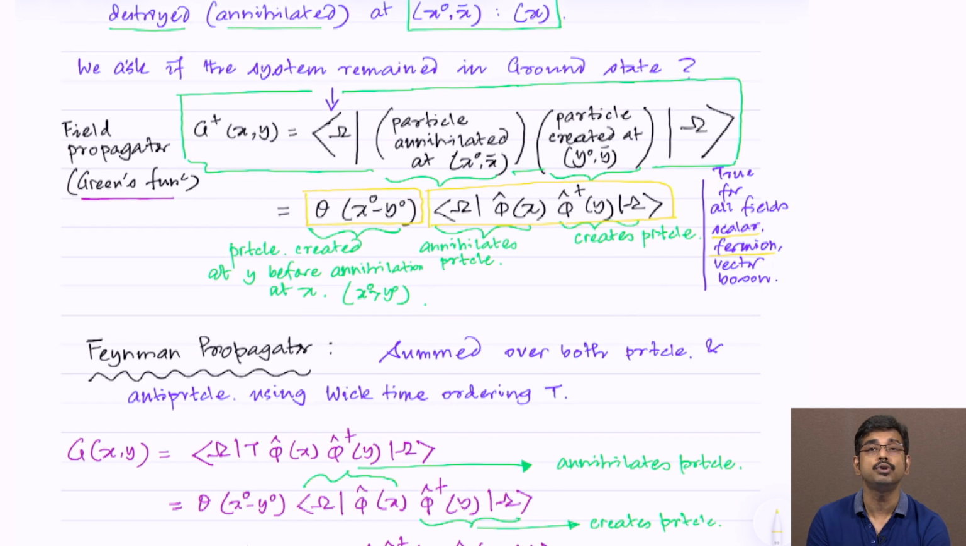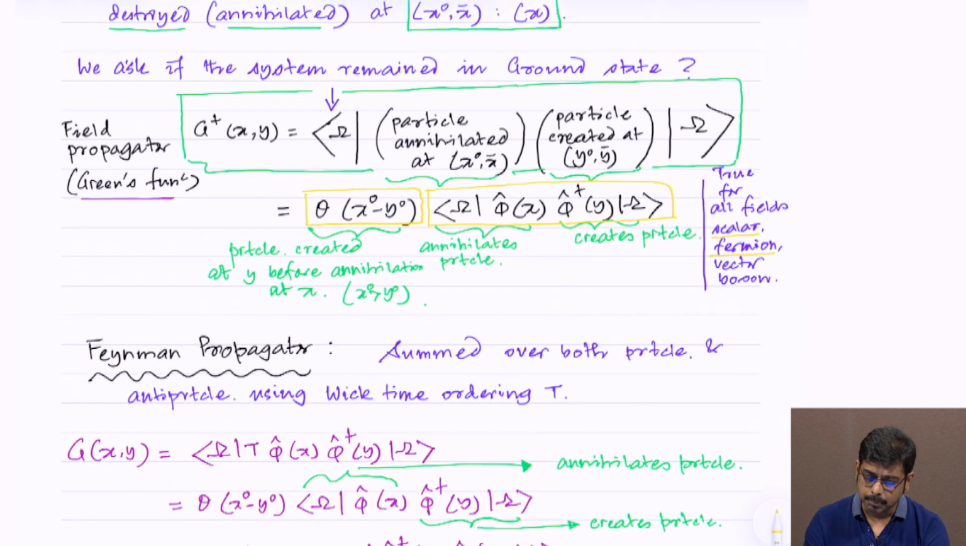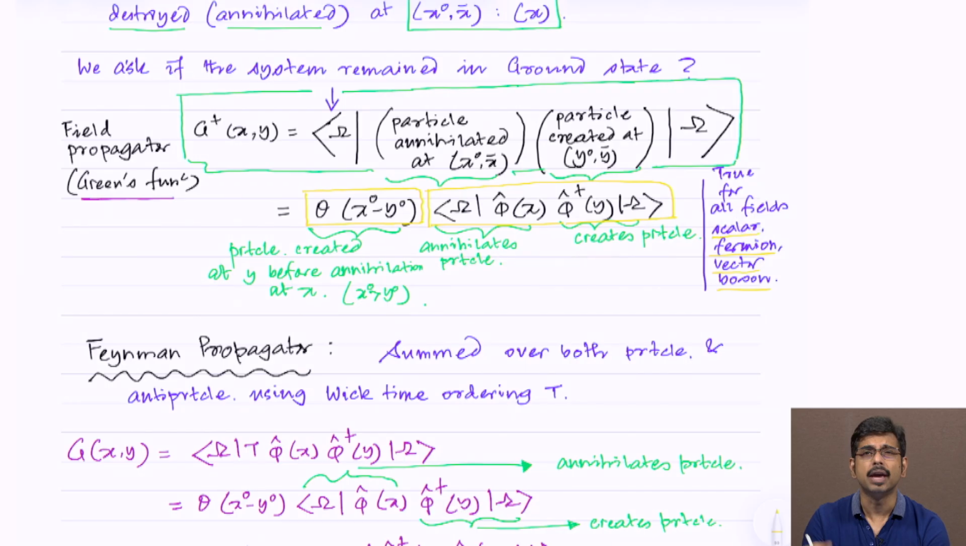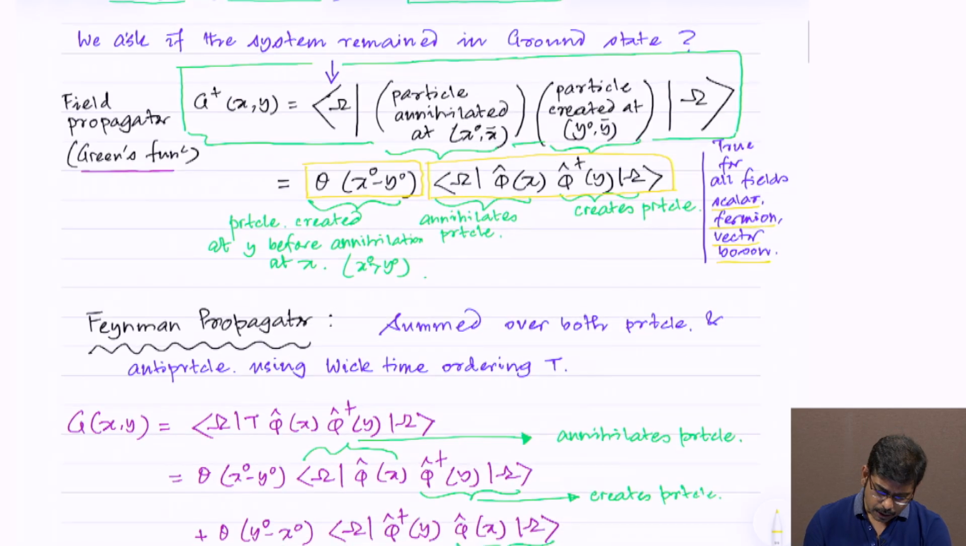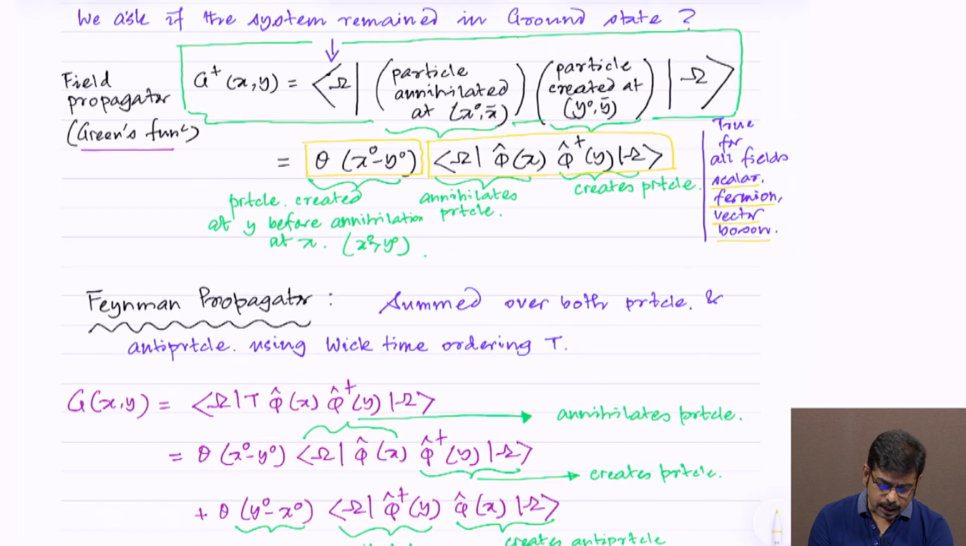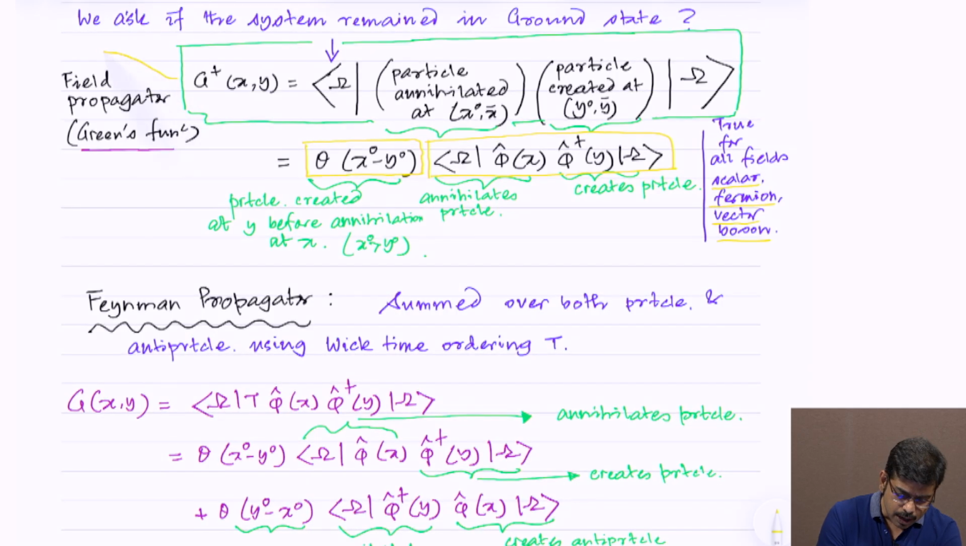For fermions, how shall we write? We shall replace this phi x and phi dagger y by just psi x and psi bar y, right? So that is the case for fermions, and similarly I can have it for the vector boson, represented by A mu star and A nu x and A mu star.